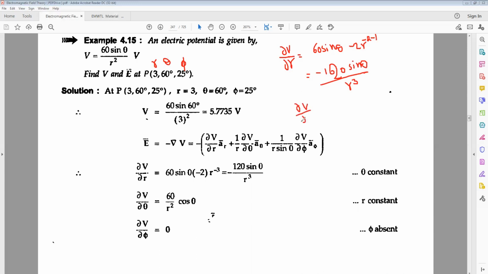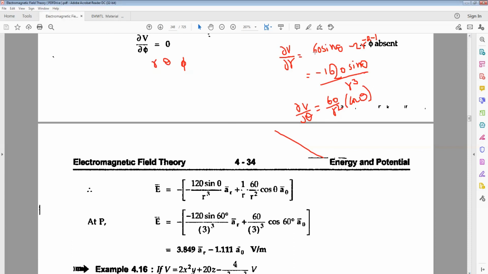Now let us take dou V by dou theta also. Dou V by dou theta means 60 by R square is a constant, and for sine theta we get cos theta, since the derivative of sine theta is cos theta, and the derivative of cos theta is minus sine theta. Substitute this value. The last value is always zero, because there is no phi term in the potential V given. So E bar is equal to, substituting these values, minus 20 sine theta by R cube plus 1 by R into dou V by dou.